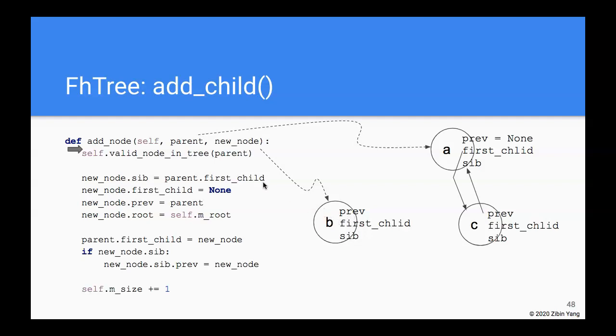So let's see what happens after the first few lines of code are executed here. The first thing it does is a validation, making sure that the parent is a node in the tree. In most cases, it should be, unless we did something really wrong. Now, the next 3 lines of code are setting all the attributes of the new node, all of its references. The sibling of the new node should be pointing to the first child of the parent, so that's this line. The new node's first child is set to none, because it's a new node and doesn't have any child yet. And its previous, now that this node is the first child of the parent node A, should be pointing to the parent.